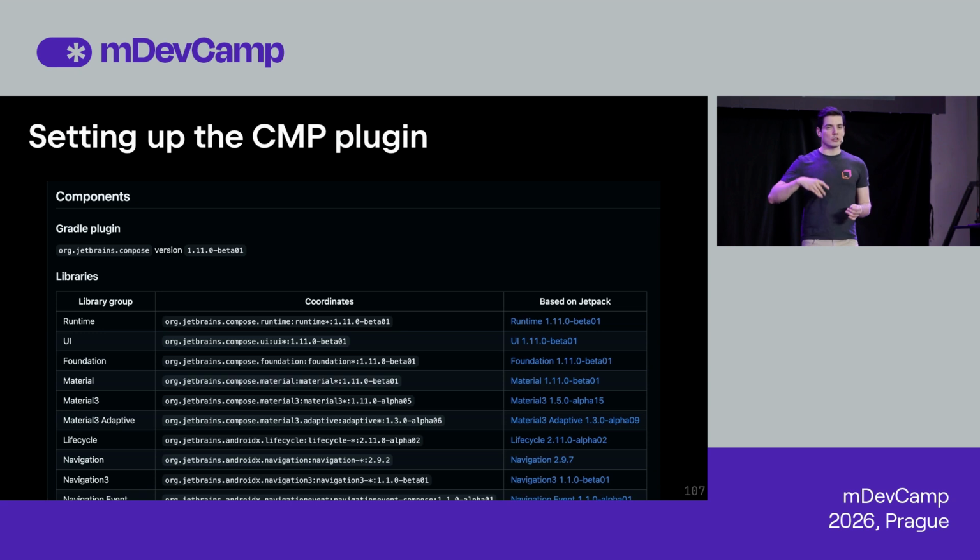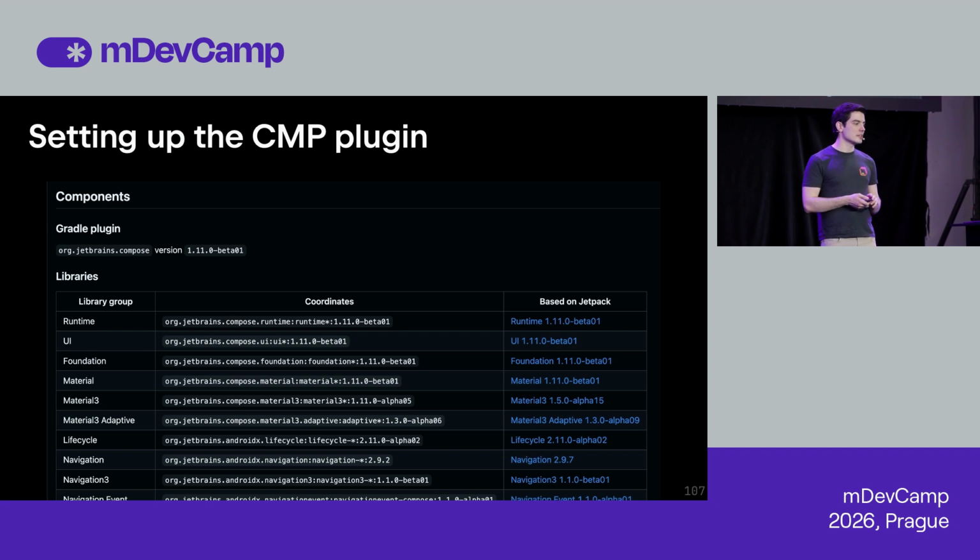For this, you might have to look up the versions of all of these dependencies. The best way to find these is on the GitHub releases for Compose Multiplatform. So there we list all of the versions that go together and are compatible. So if you want to pull in material and lifecycle and navigation and things like that, you can find all of the correct versions for a given CMP version on the GitHub release pages.